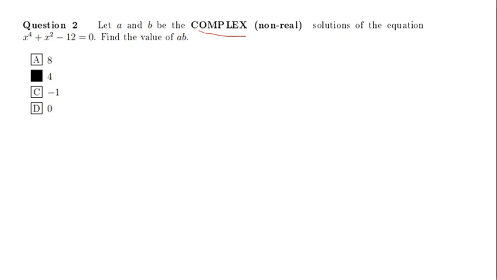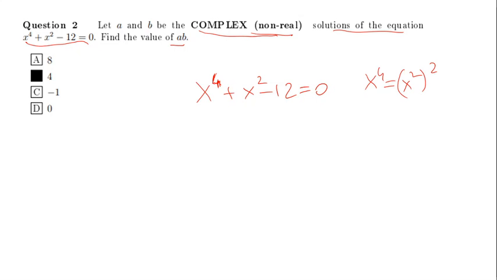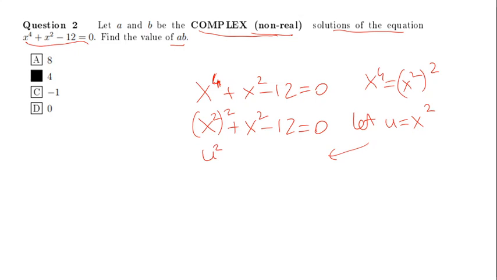Now let a and b be the complex or non-real solutions of this equation, and it says find the value of ab. So x to the fourth plus x squared minus 12 equal to 0. Here, the important thing is x to the fourth is equal to x squared squared. So one can write this as x squared squared plus x squared minus 12 equal to 0. Here we can say let u equal x squared. In this case, this changes the equation to u squared plus u minus 12 equal to 0.